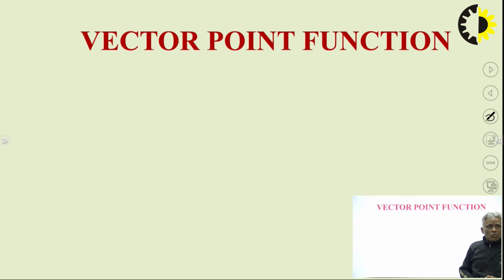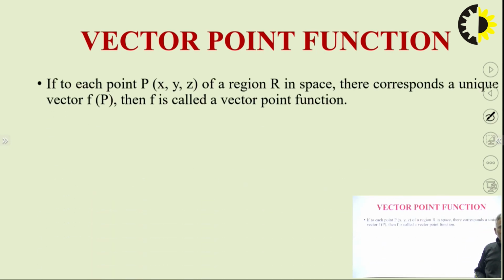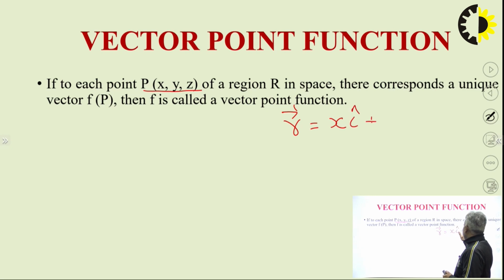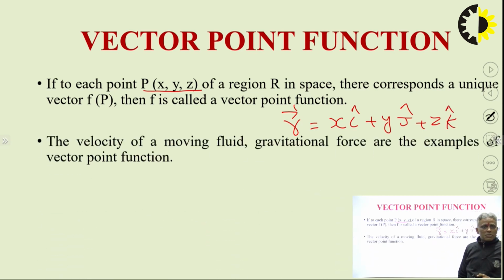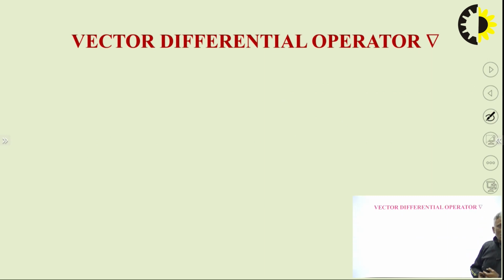Now next is the vector point function. Suppose I write a point P with position vector r, then this is called a vector point function, denoted by vector r equals x i cap plus y j cap plus z k cap, and this is the position of the particle in space. The velocity of a moving fluid and gravitational force are examples of vector point functions. Now the vector differential operator del is a very important part of vector calculus.